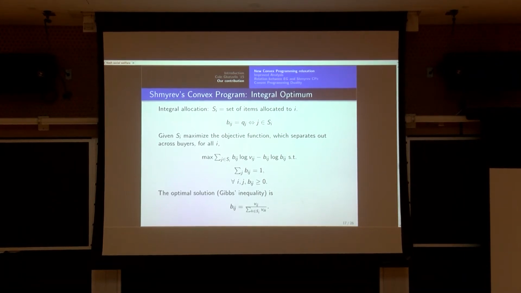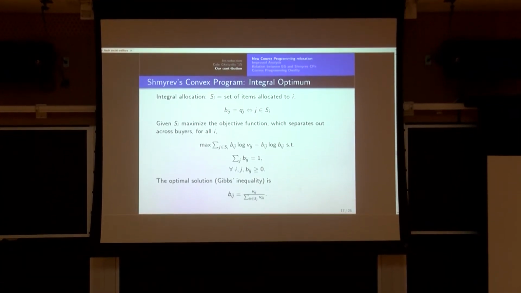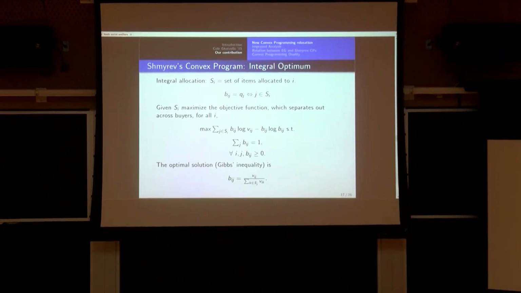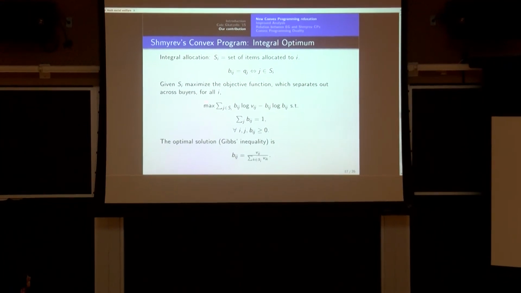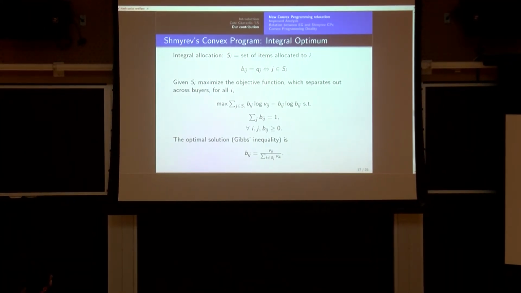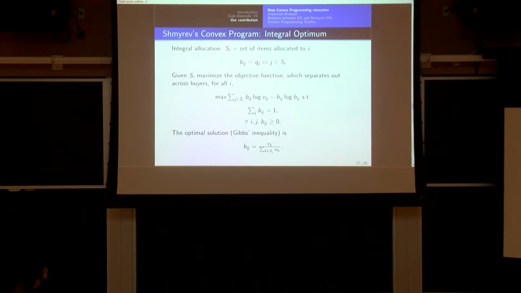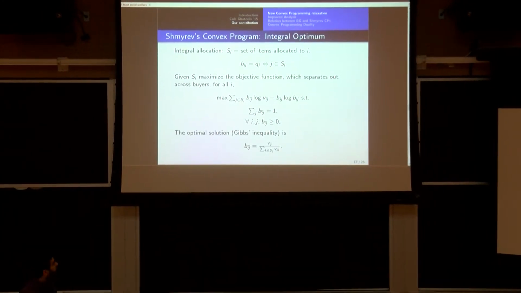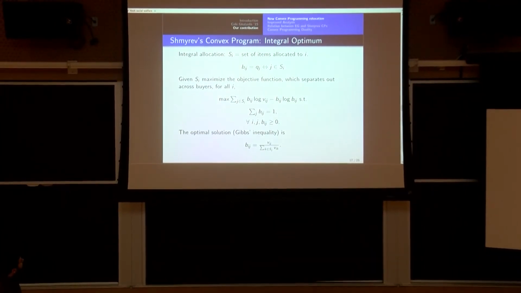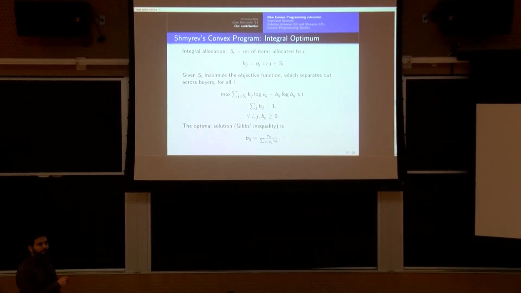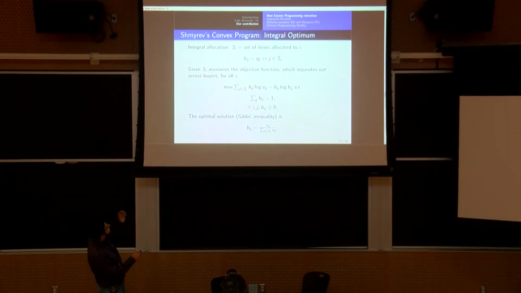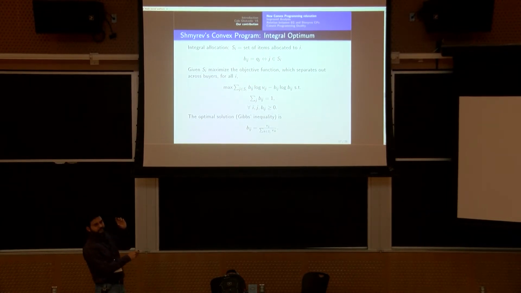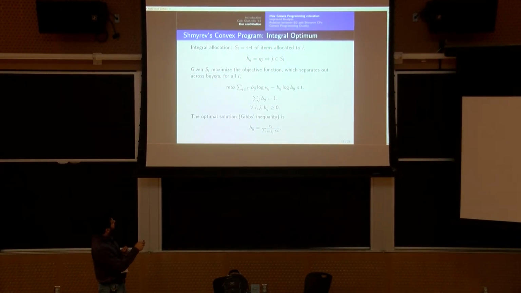So an integral allocation is you allocate a set of items, you decide who gets what. Si is the set of items allocated to i, and so this is an integral constraint. You set Bij equal to Qj as long as j is in Si. Once you fix these constraints, you then ask what maximizes this objective function given this.